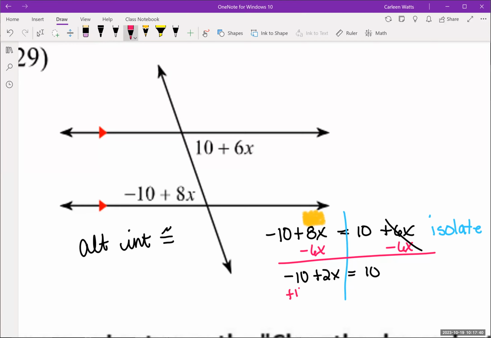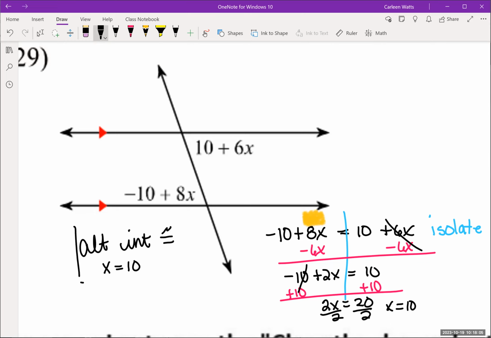We're going to add 10 to both sides. So 2x is equal to 20. Yay. And the last step is divide. X is equal to 10. Alternate interior angles are congruent. X equals 10.